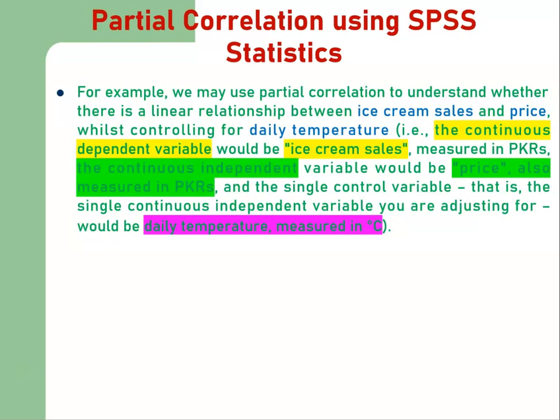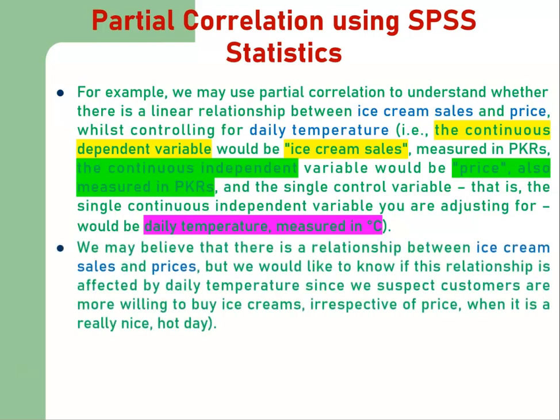So in this case we have y as the dependent variable, that is the ice cream sold, x is the price of ice cream, and z is the daily temperature measured in centigrade. We may believe that there is a relationship between the sale of ice cream and the prices, but we would like to know if this relationship is affected by daily temperature, since we suspect customers are more willing to buy ice creams irrespective of price when it is a really nice hot day.